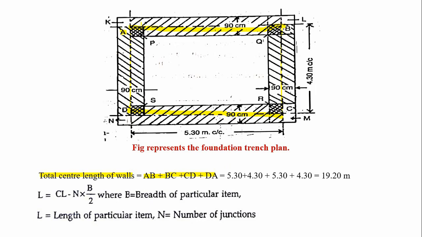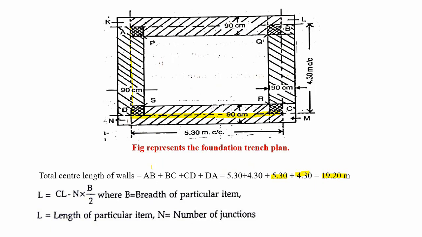AB is nothing but this distance, that is 5.3 meters. Next is this vertical distance BC, that is 4.3 meters. Next CD is 5.3 meters, which is written here. Then this is 4.3 meters, which is written here. So if you add up, you will get the answer as 19.2 meters. This is the center to center length of the building.